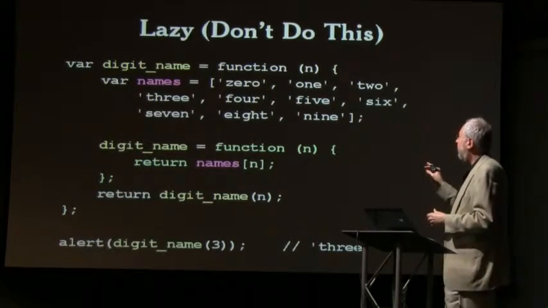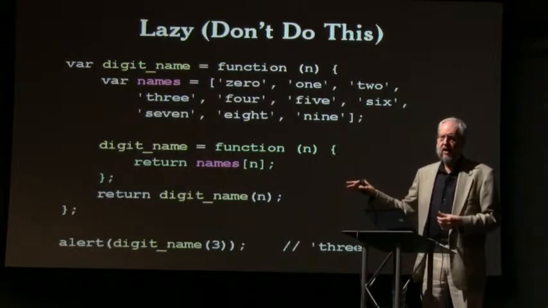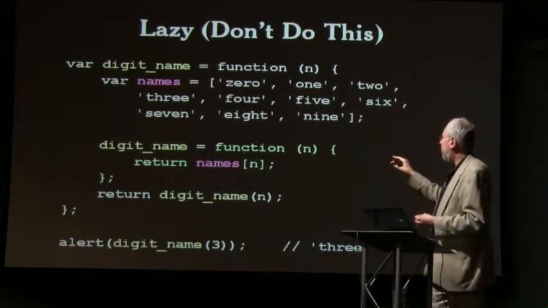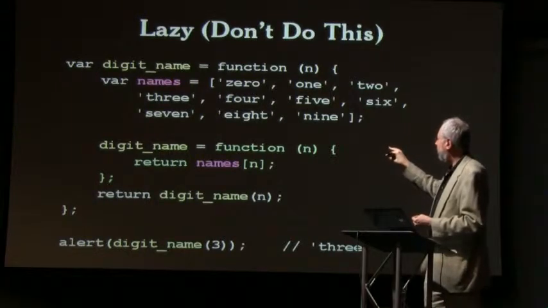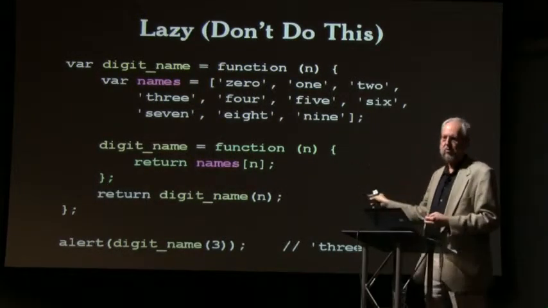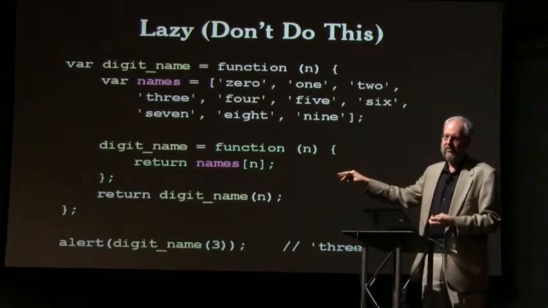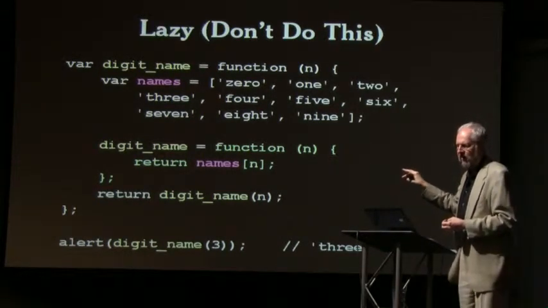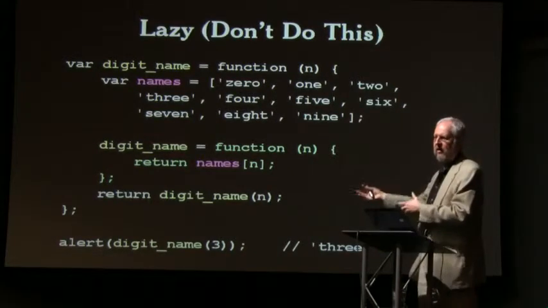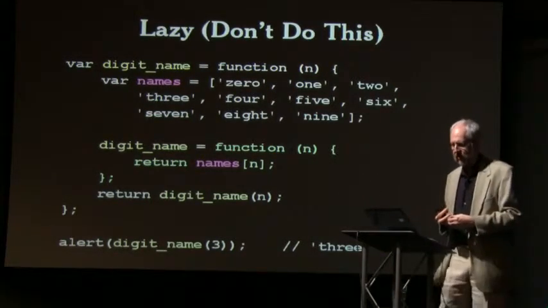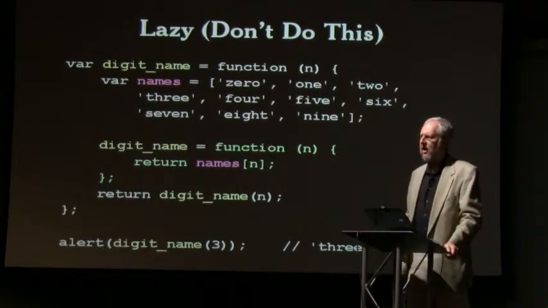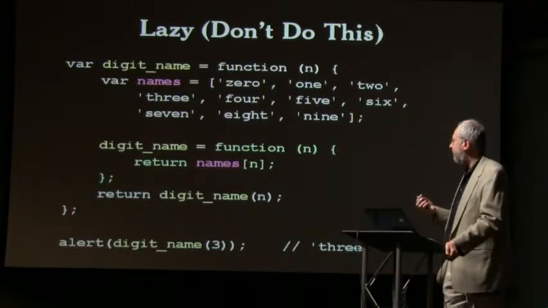So what it does is it assigns to digit name a function, and the first time that function is called, it will then store another function into the same variable. So it'll replace itself. It'll modify itself. And the idea here is that that allows us to avoid having to initialize the thing if we don't need to do it. But it comes at a cost. And the cost is confusion.